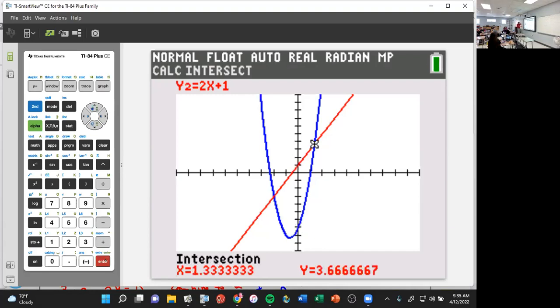That solution is located at 1.33333333 and 3.666666. Is this 4/3? This is 3 2/3, right? Which would be 11/3. Okay.